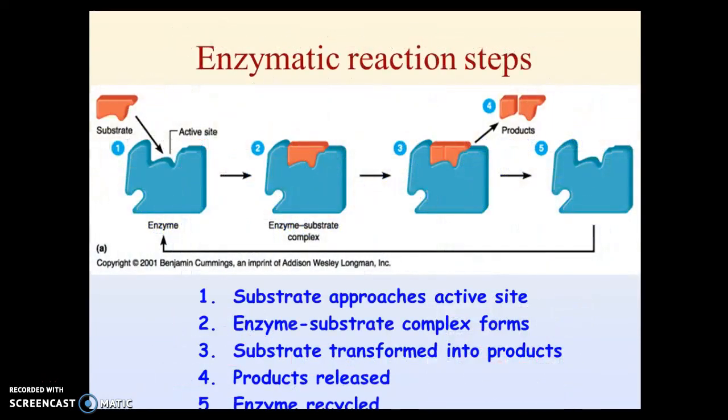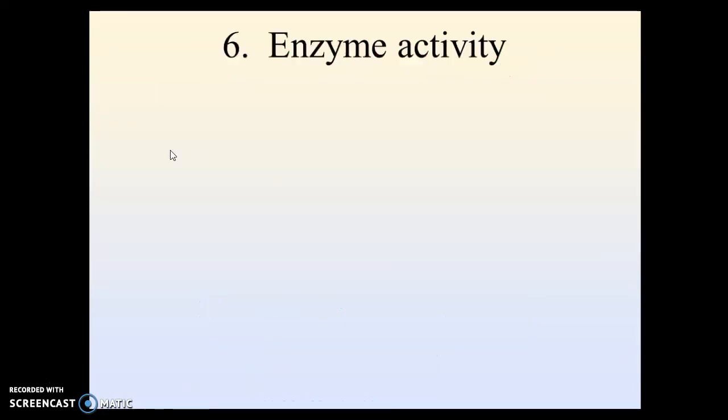So these are the enzyme reaction steps. First the substrate approaches the active site, then the enzyme-substrate complex is formed, then the substrate is transformed into products, the product is released, and the enzyme is recycled. This is the diagram of how the enzyme molecule acts. This is the active site where the substrate is bound, then it is converted to product, the product is released, and the enzyme molecule returns to its intact condition and is recycled, binding again with the substrate molecule to participate in the same reaction.